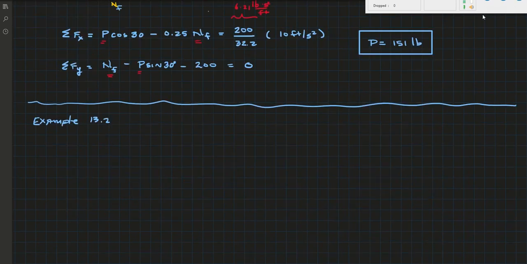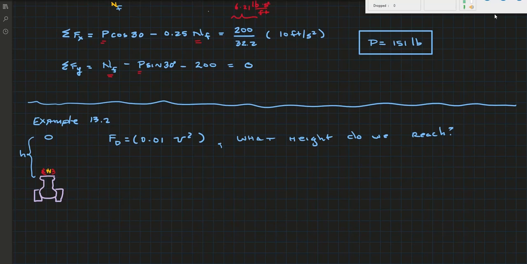Okay, so let's add some kinematics to our problem. And this is example 13.2. So we're going to fire a projectile into the air at some height h. In addition to gravity, there is a force of drag from the wind, and that is equal to 0.01 velocity squared. What height do we reach with that velocity?